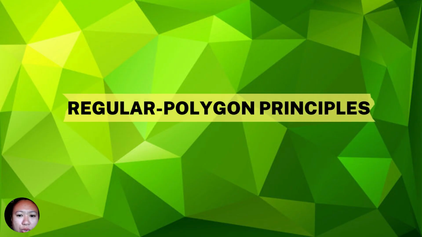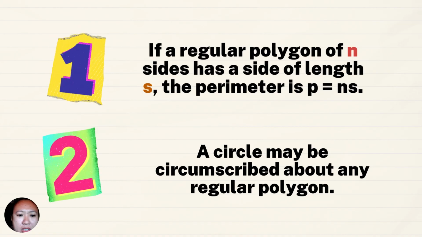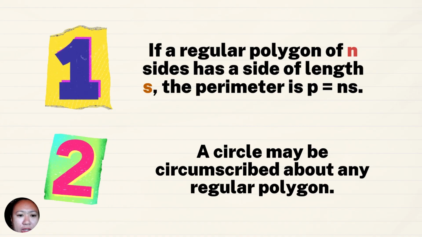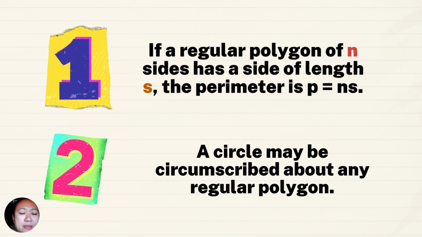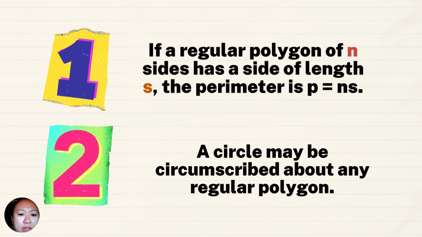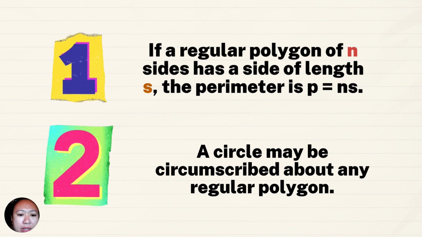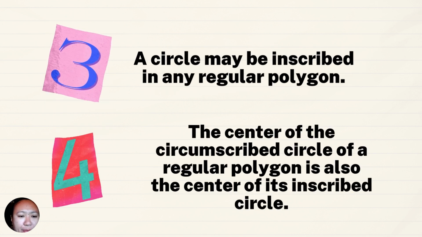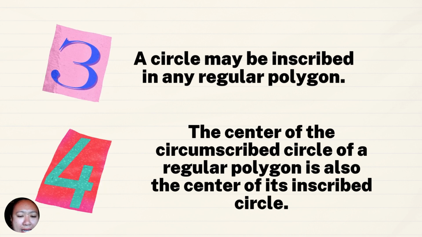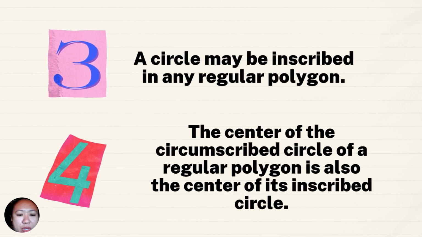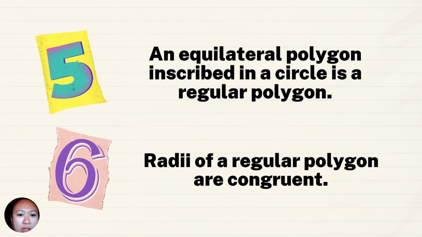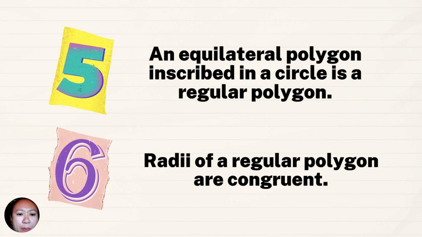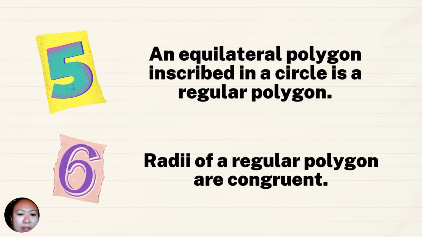All right, now let's go to regular polygon principles. First principle: if a regular polygon of n sides has a side of length s, the perimeter P is equal to ns. Second principle: a circle may be circumscribed about any regular polygon. Third principle: a circle may be inscribed in any regular polygon. Fourth principle: the center of the circumscribed circle of a regular polygon is also the center of its inscribed circle. Fifth principle: an equilateral polygon inscribed in a circle is a regular polygon.